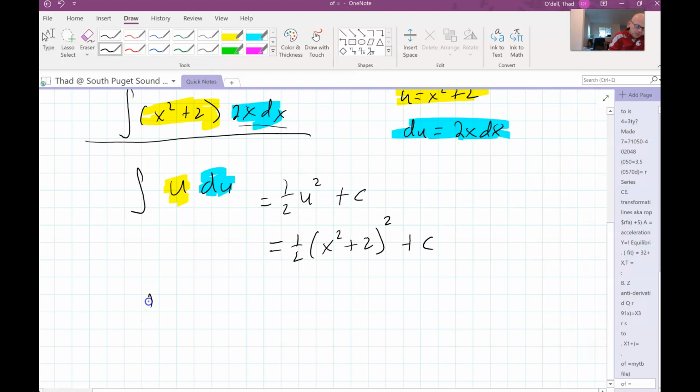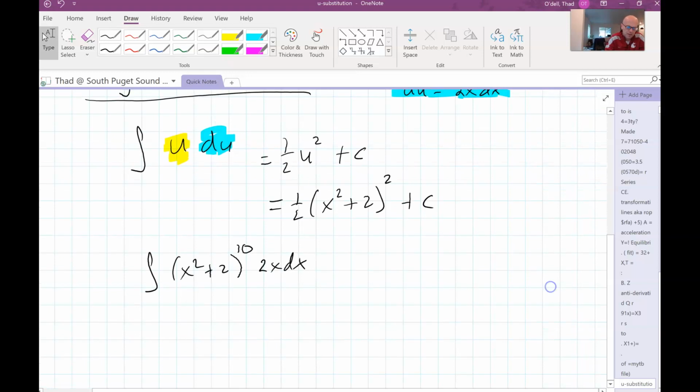but what happens if we had the same integral almost, except this was to the 10th power? Now you see the power of u-substitution, because in order to do this without u-substitution, I'd have to multiply x squared plus 2 out. We'd have to go x squared plus 2 times x squared plus 2 times x squared plus 2, etc. And we get this big, huge polynomial. Then we'd have to distribute the 2x. Then we could use the power rule. That doesn't sound like fun to me.